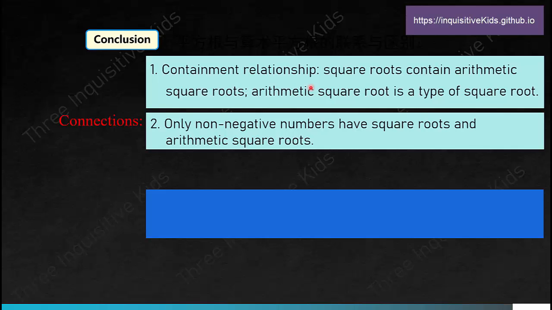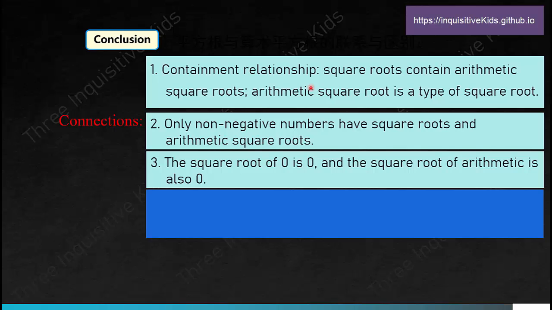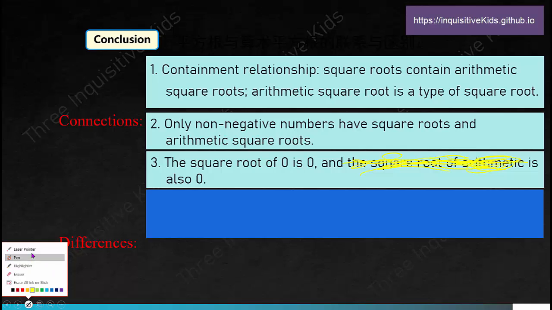So what it's saying is that negative numbers don't have square roots or arithmetic square roots. And 3. The square root of 0 is 0, and the arithmetic square root is also 0, because 0 only has one of each, and they equal each other.